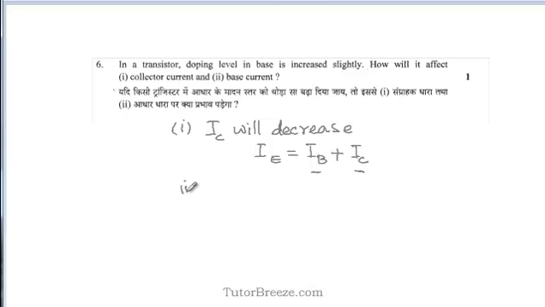And the second part of the question asks for the base current. So, the base current will increase on increasing the doping. Normally in a transistor, the base is kept thin and lightly doped so that the base current is minimum and the emitter current is approximately equal to the collector current.